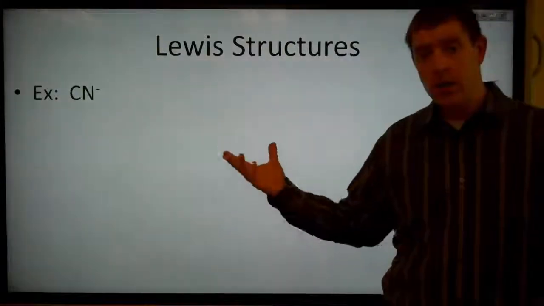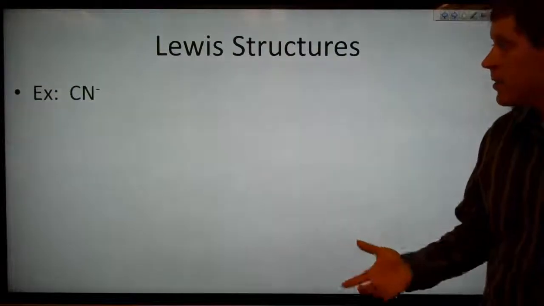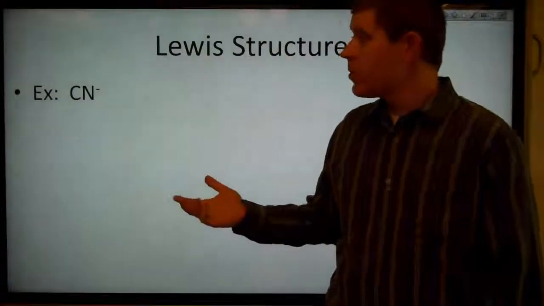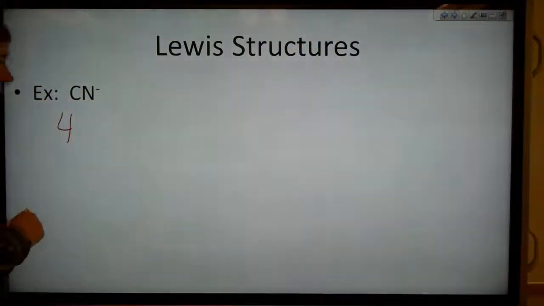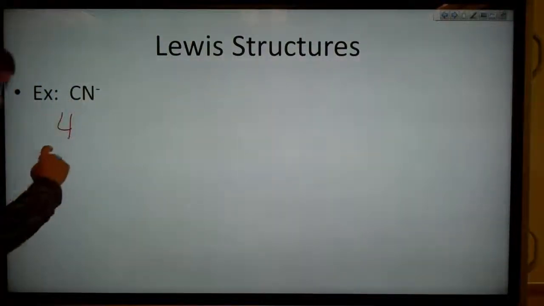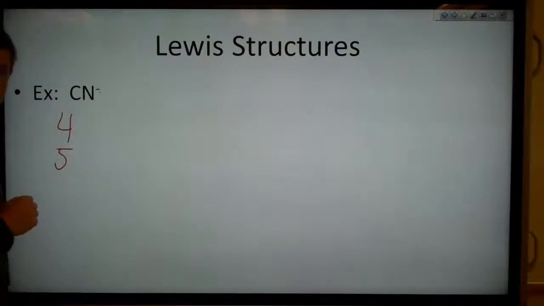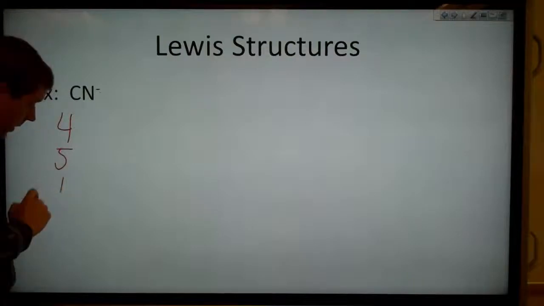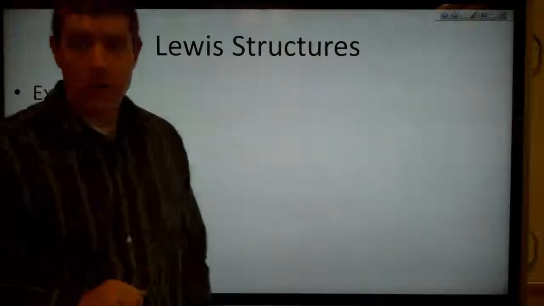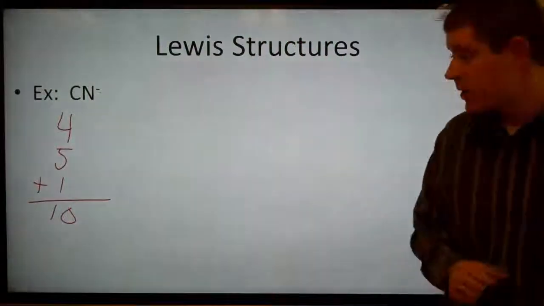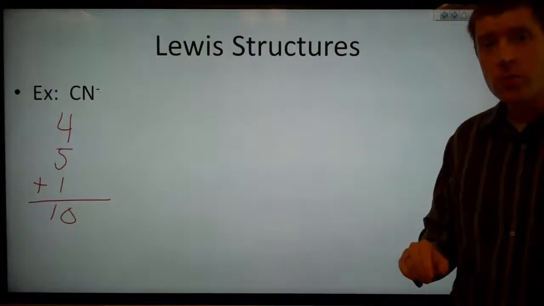So let's look at cyanide, CN-. So this is one of our polyatomic ions. So let's see, carbon starts out with 4 valence electrons. So we start with 4, nitrogen starts out with 5, and this -1 charge on the polyatomic ion means we've added 1 electron, so we have to add 1. So overall, we have 10 electrons total. So we need to draw a structure with 10 valence electrons, right? There are some core electrons involved, but we're not interested in those, we're going to ignore those.